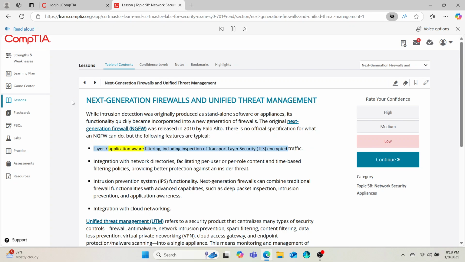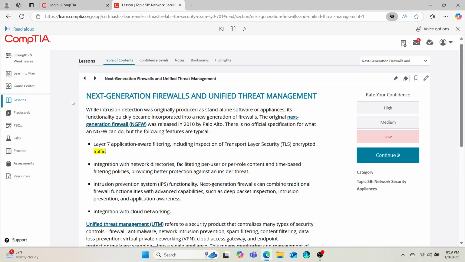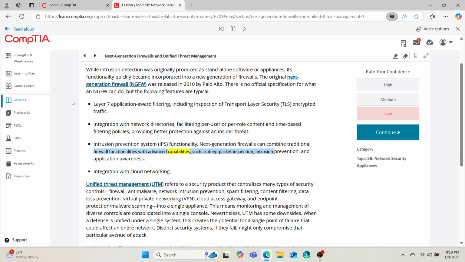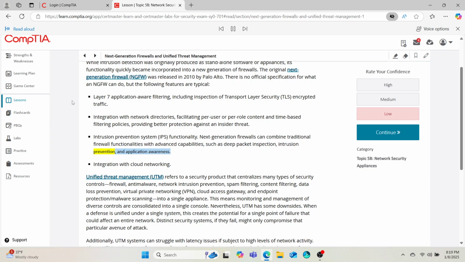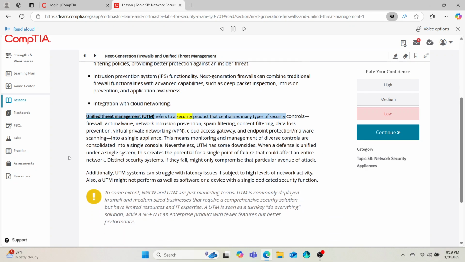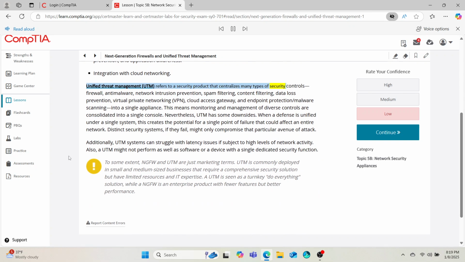Layer 7 application-aware filtering, including inspection of transport layer security, TLS, encrypted traffic. Integration with network directories, facilitating per-user or per-role content and time-based filtering policies, providing better protection against an insider threat. Intrusion Prevention System, IPS, functionality. Next-generation firewalls can combine traditional firewall functionalities with advanced capabilities, such as deep packet inspection, intrusion prevention, and application awareness. Integration with cloud networking.